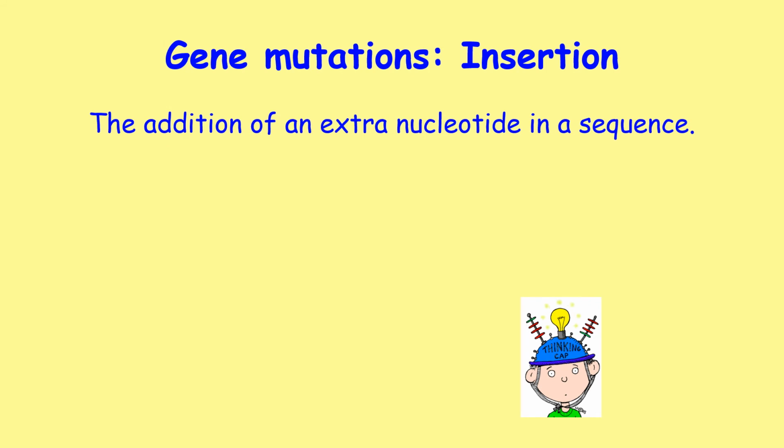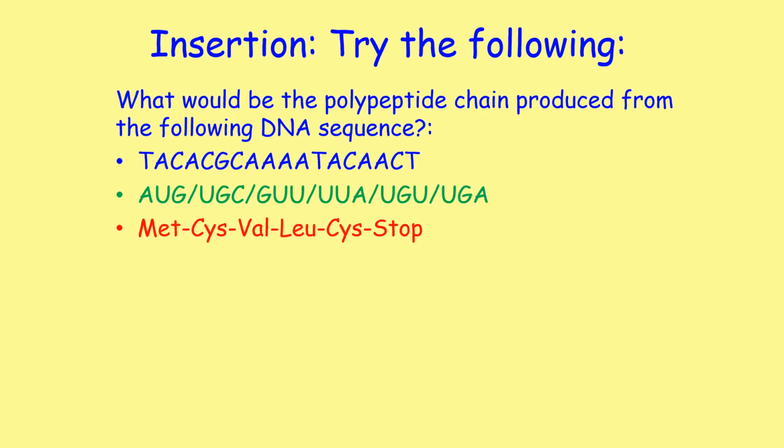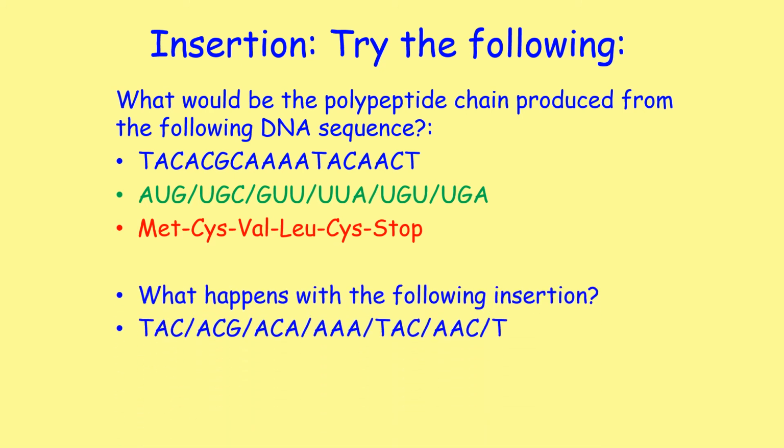Now the last one we're going to take a look at is called an insertion mutation. And again, very straightforward. An insertion mutation is just where a nucleotide is added into the DNA sequence. Now I would like you to try the following. There we have again our unmutated DNA sequence with our normal polypeptide chain and sequence of amino acids. Here we've got that DNA sequence with an insertion mutation added in.